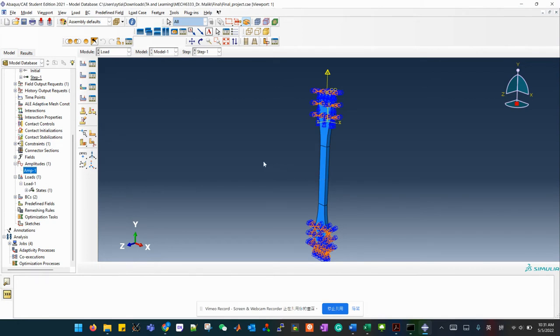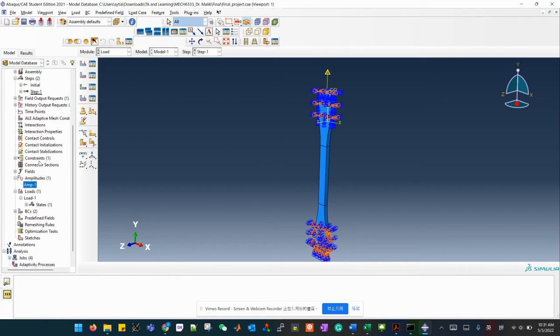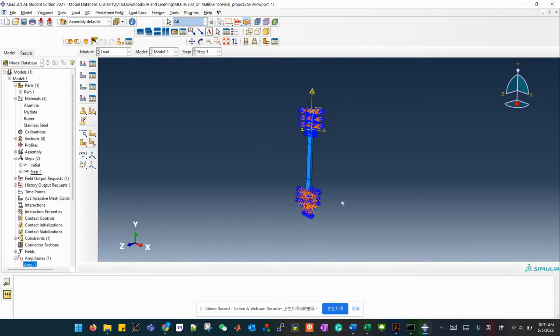Hello, MCU. I'm presenting the final solutions of the project. In here, I'm doing a uniaxial tensile test for my samples.